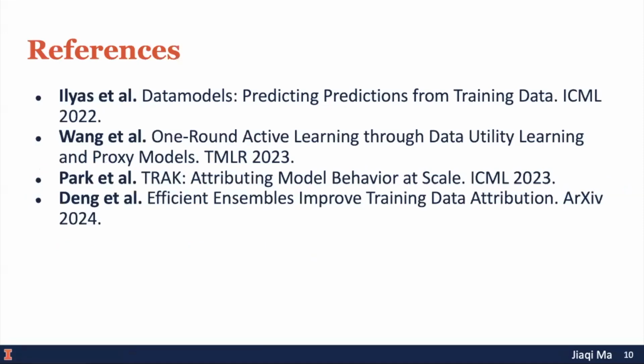The rest of the presentation is based on these references. You can refer back to them if you're interested in learning more details.